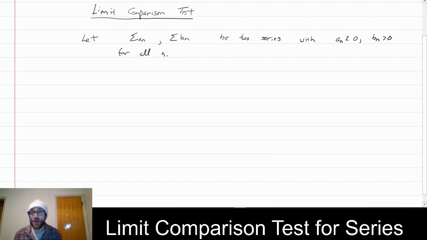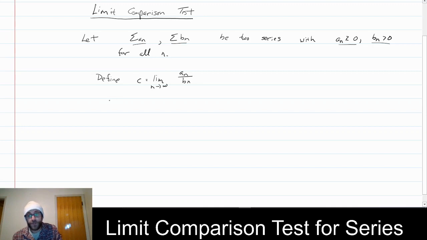Hi, in this video we're going to be talking about the limit comparison test. We start with two series, the sum of a_n and the sum of b_n, and we make the condition that one of them is strictly greater than 0, and the other can be greater than or equal to 0. It doesn't really matter what the other one is. We're going to define c to be equal to the limit as n goes to infinity of a_n over b_n.